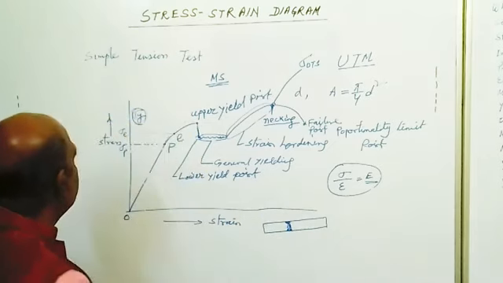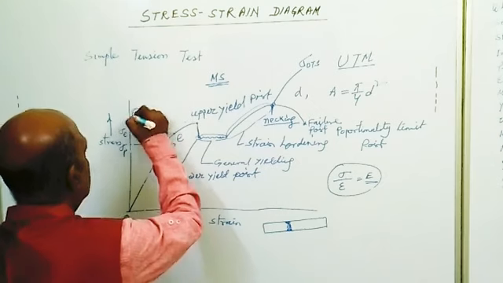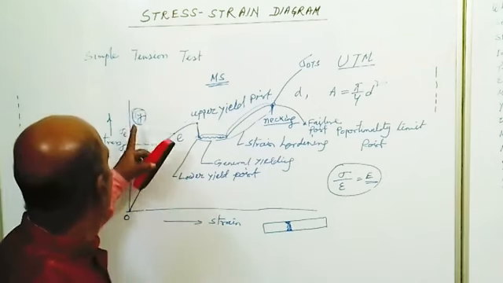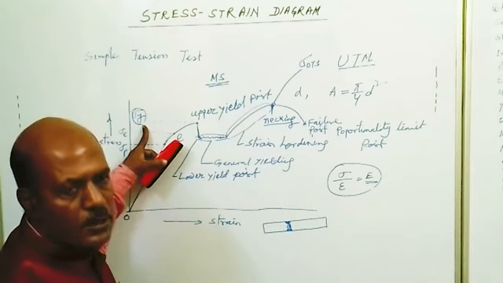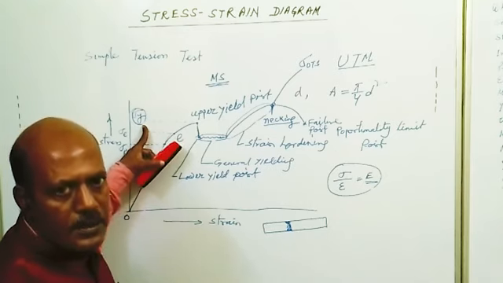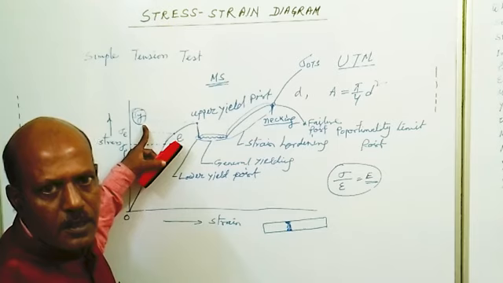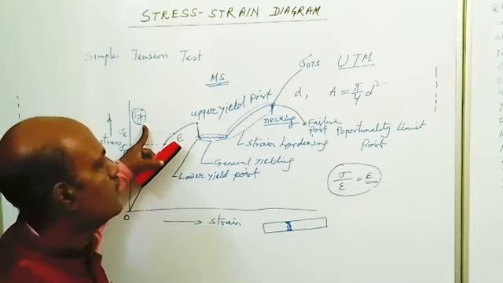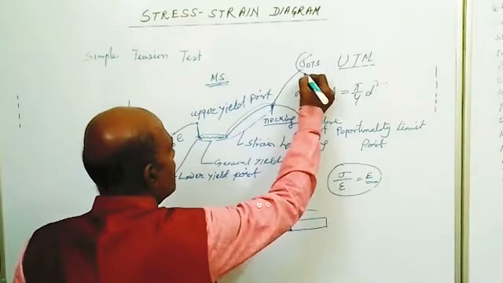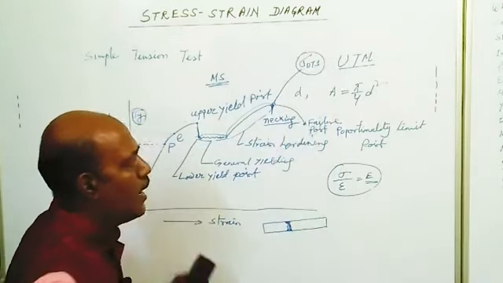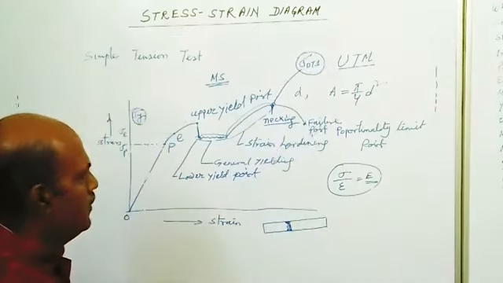Now this is the yield strength, upper yield point. What we are telling this one as yield strength of the body, upper yield point. We are taking this one as strength of the body for design of ductile materials. Next, the ultimate tensile stress. This is the ultimate tensile stress, and this is the actual strength of the body.